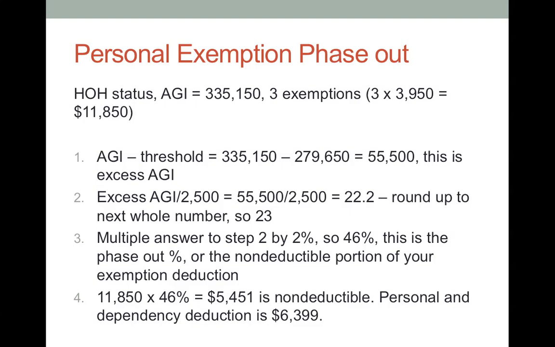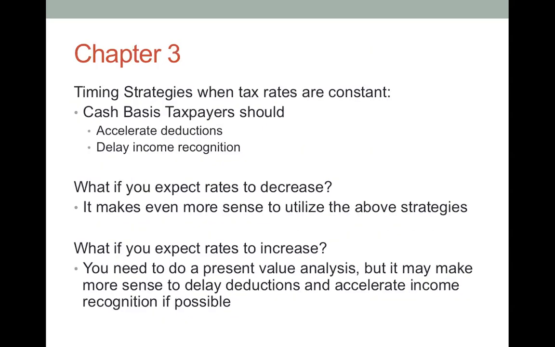Okay, so because her AGI is so high, she cannot deduct this entire amount. Because she's high income, we take some of that benefit away. The amount of the benefit that we take away is $5,451. Her deduction becomes $6,399. Okay, so that's the personal and dependency exemption phase out.